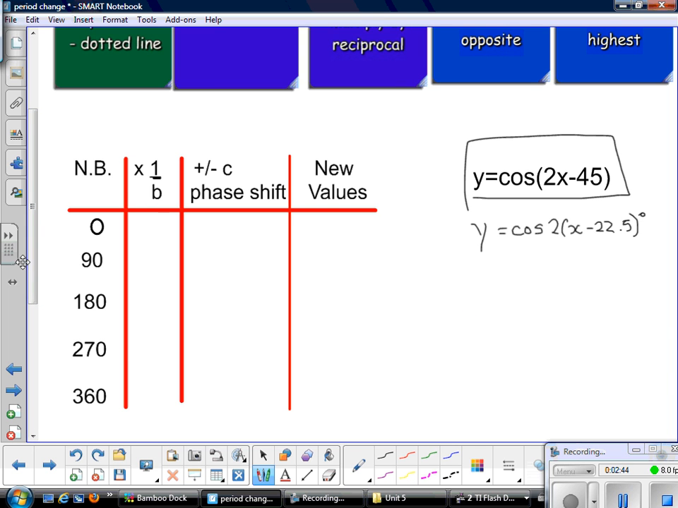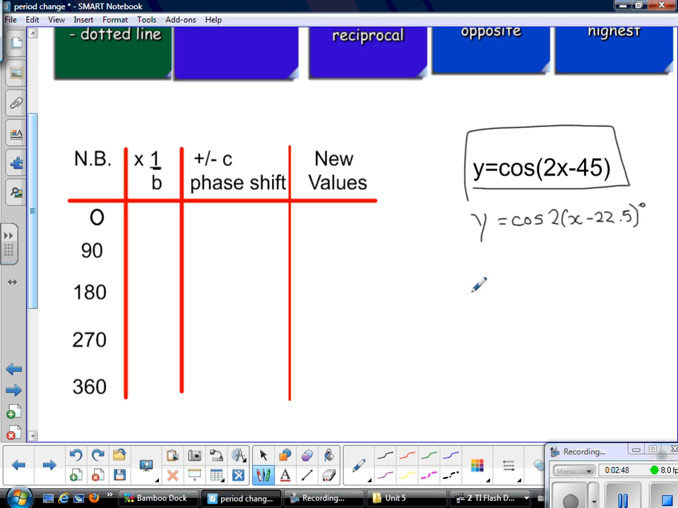Okay, so let's take a look at what this would mean. So I would take my important values that I told you to memorize a long time ago, hopefully you have them, and I'm going to multiply by the reciprocal. So in this case, I'm going to be multiplying by 1/2, or dividing by 2, same difference. So that would be 0, 45, 90, 135, and then 180.